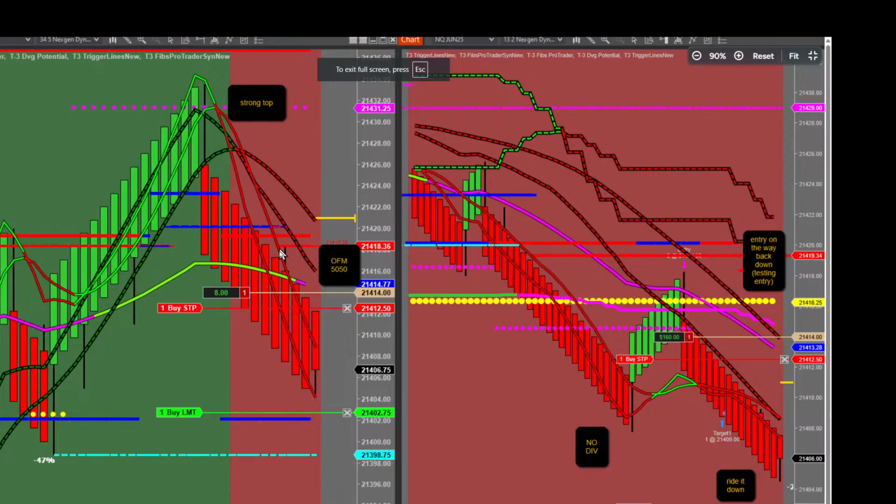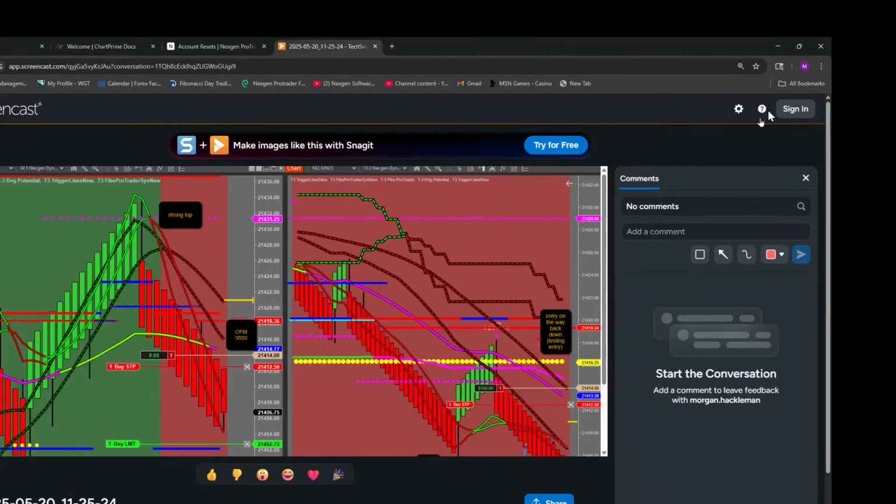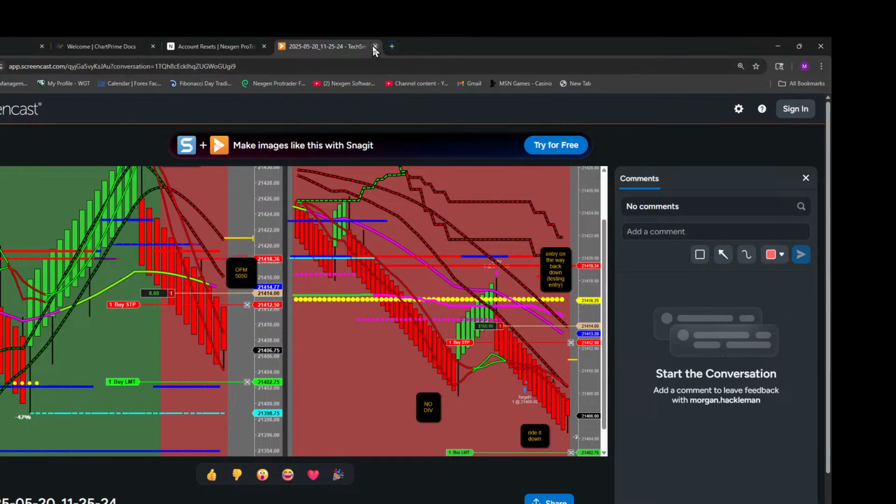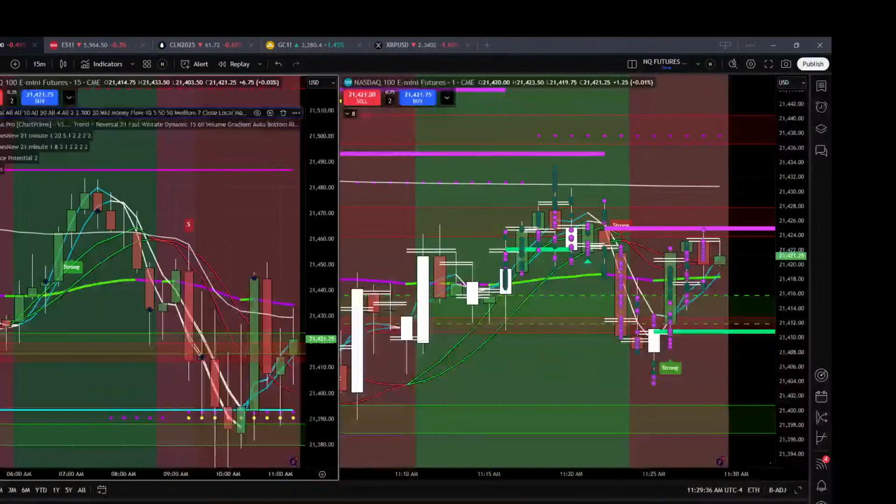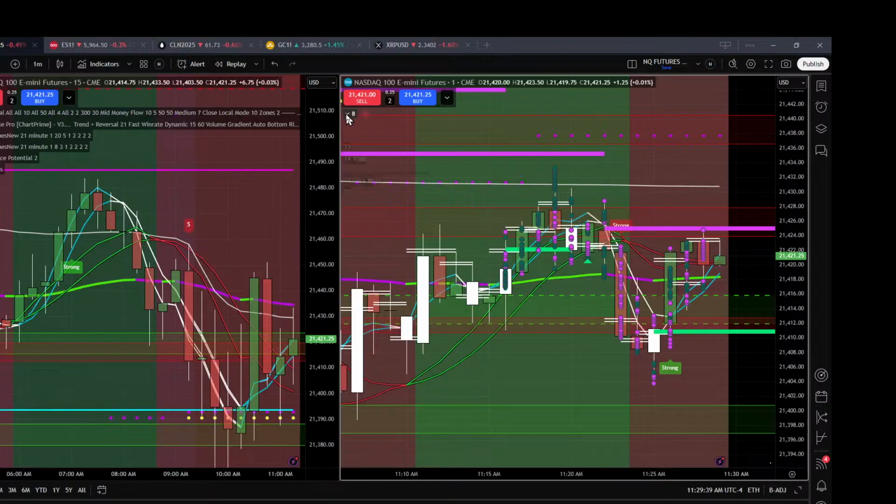Morgan, strong top, odds favorable, potential to break, perfect entry. Great trade. Morgan cranking out that NASDAQ. So Pete, this is your list.